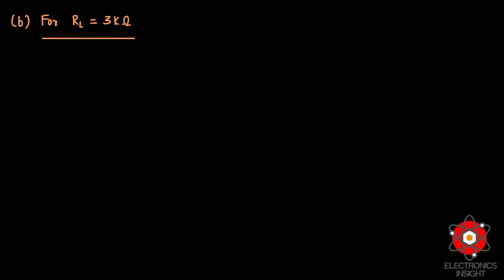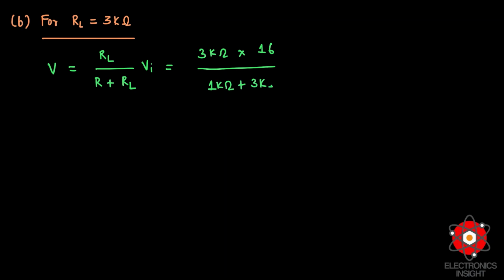So now for RL equal to 3 kilo ohm, first let us understand what is the capital V, because initially the first step says remove the Zener diode and find out what is the open circuited voltage. So that is again RL divided by R plus RL into VI, and instead of 1.2 kilo ohm, we are going to substitute here 3 kilo ohms. It is 3 into 16 volts divided by R is the same 1 kilo ohm, only RL is changed as 3 kilo ohms. So this if you solve, you will be getting 12 volts.